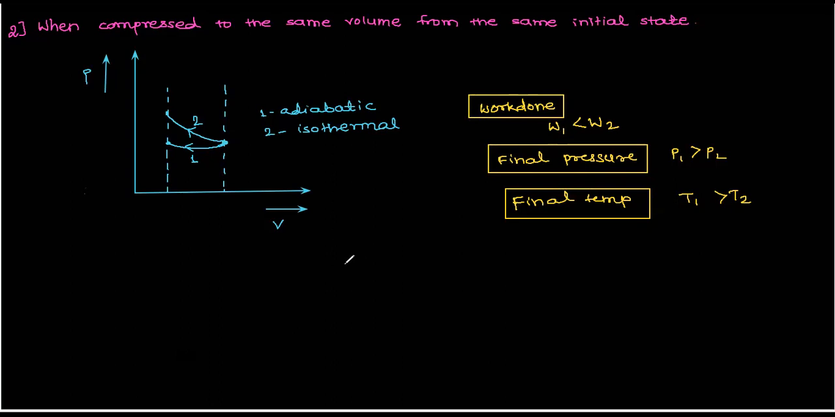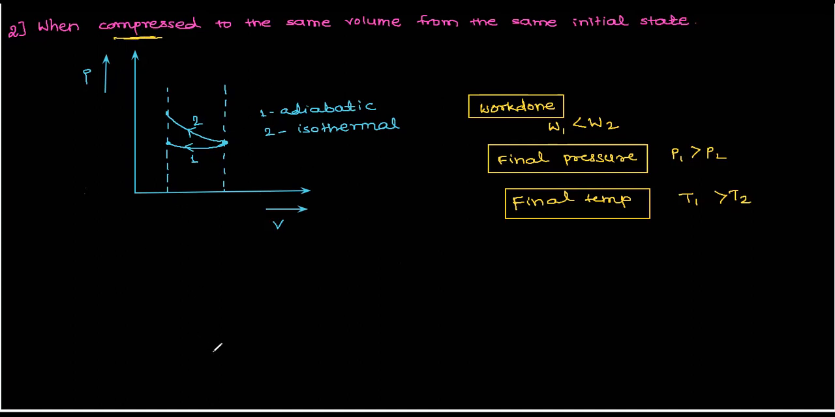Okay. So this finished when compressed to the same volume from the same initial state. What this graph indicates, when we have compressed to the same volume from the same initial state, is that these things are going to happen. That is work done: W1 is less than W2 and pressure P1 is greater than P2. Temperature T1 is greater than T2. One is for adiabatic. How will we read this? So work done in the adiabatic process is less than work done in the isothermal process, whereas pressure in adiabatic is greater than pressure in isothermal, and temperature in adiabatic is greater than temperature in isothermal during the compression. Keep it in mind. Okay.